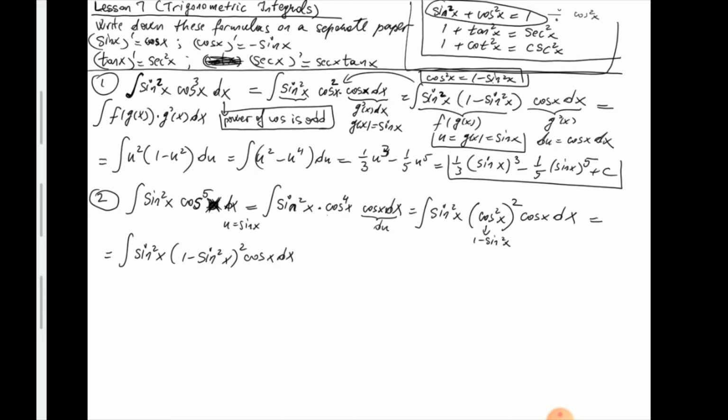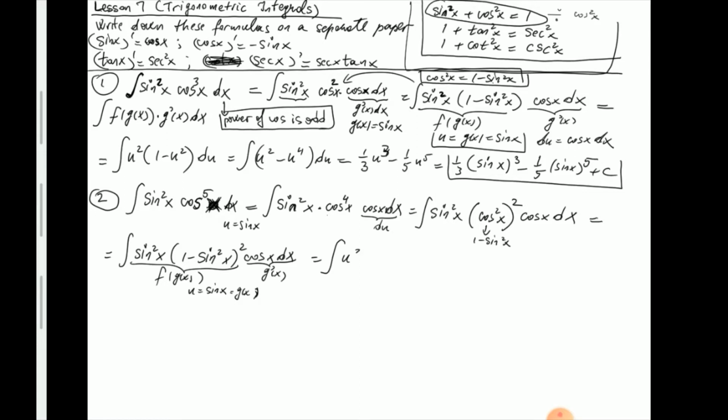And just like before, now you have your composition of functions, in which again the inner function is sine of x, that's your g(x) basically, and g prime of x. So that's your u substitution. Now, because you have higher powers than in the previous example, obviously you will have more algebra to perform.